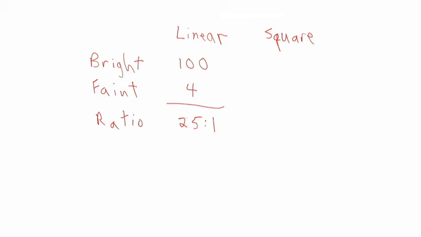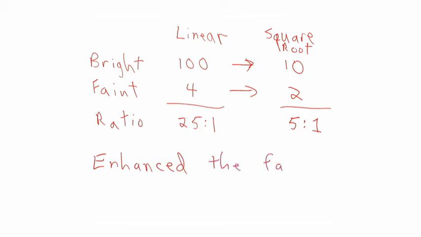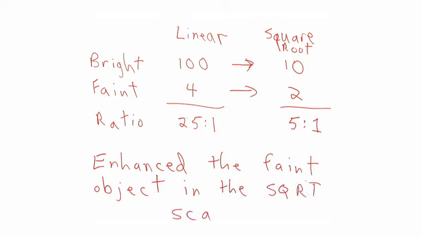Now let's select the square root scale. You can see that the bright point will translate into 10 units. The faint point will translate into 2 units. And now the ratio, instead of being 25:1, is 5:1. Therefore, we have enhanced the faint object in the square root scale. Let's see how that functions in practice by going back to DS9.